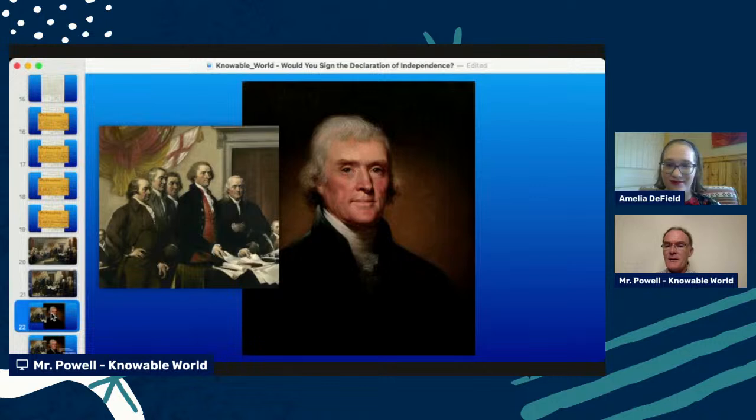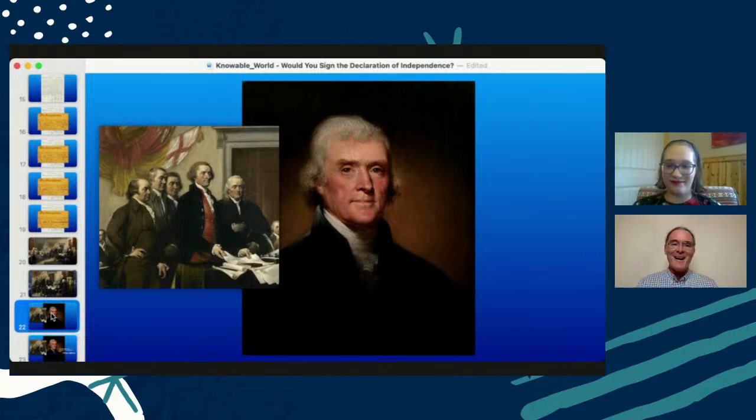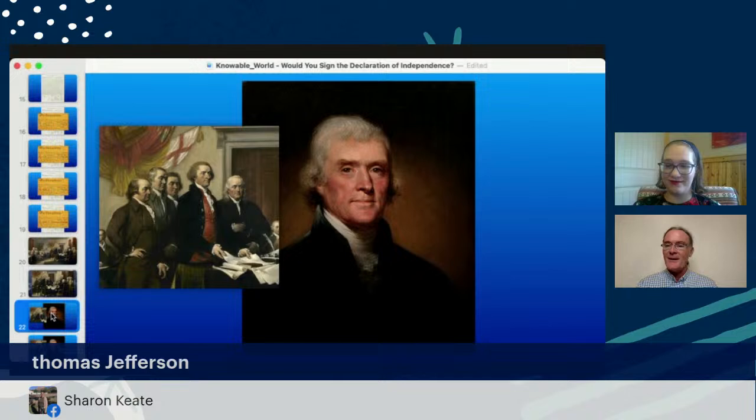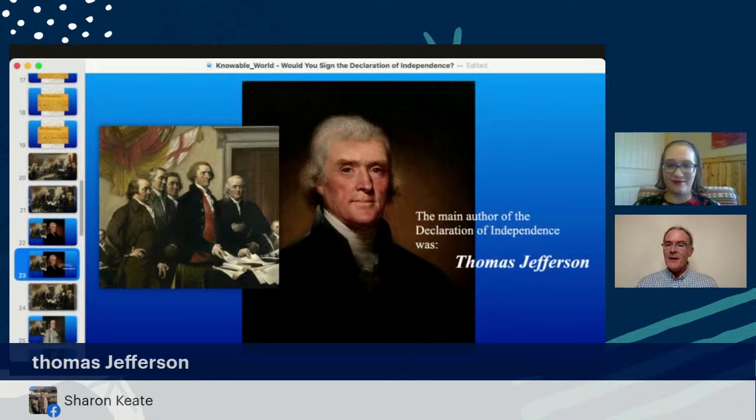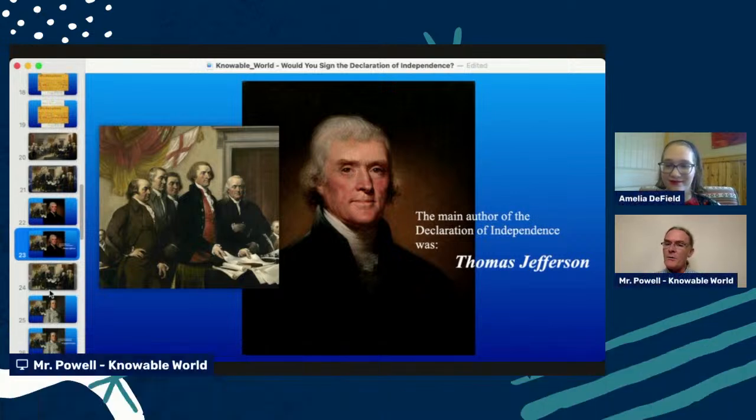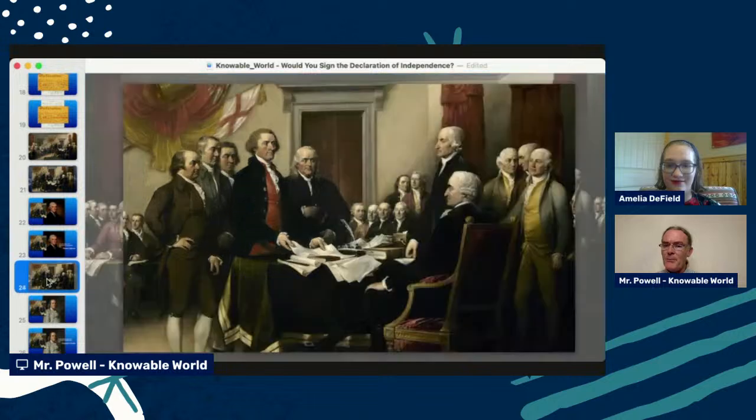Here is a little bit more mature portrait of him. Does anybody know who that is? The main author of the Declaration and the man who became the 3rd president of the United States. All right, Sharon got the answer correct. That is Thomas Jefferson. Very good. And he is the main author, but there were other contributors. And let's take a look at least a couple of them here.